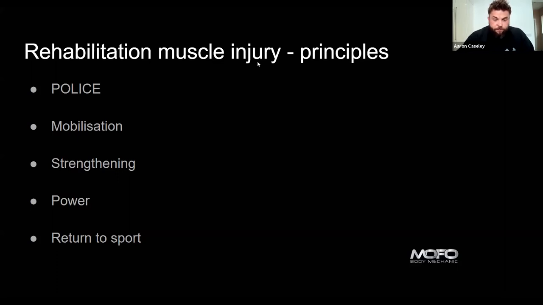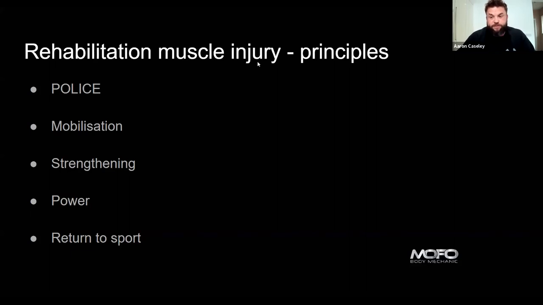Now, moving on, strengthening work. So this is the point where we're now starting to try and turn that type 3 collagen into type 1 collagen. And that needs mechanical load to do that. So from a strengthening perspective, we'd start with isotonic movement, so concentric and eccentric. We'd then move into more of an eccentric focus. So remember that the most likely movement that's going to cause muscle injury is an eccentric load.